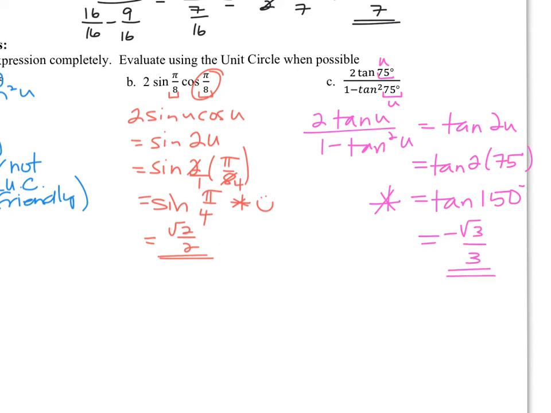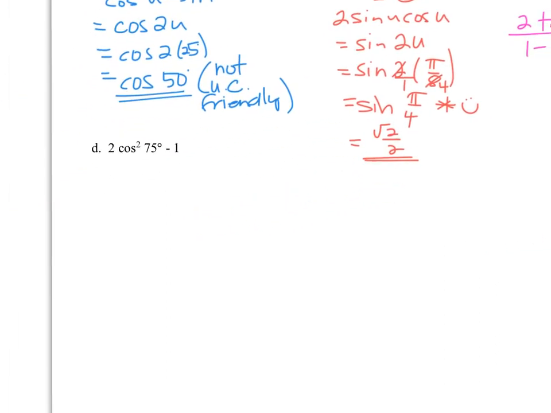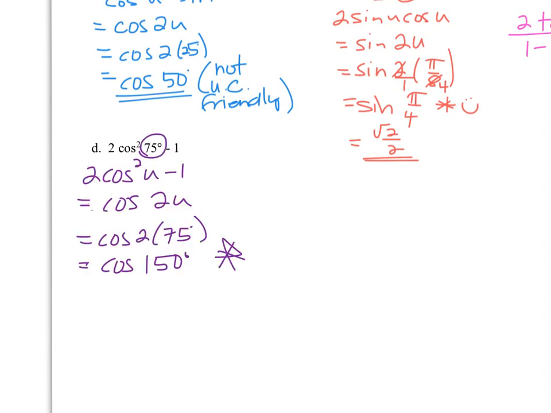All right, one more, everybody. I want you to try this one before you're done. 2 times cosine squared 75 minus 1. Can you find the formula that was expanded, substitute our angle in for u, and then evaluate using the unit circle? Press play when you're done, and we'll see if we have a match.